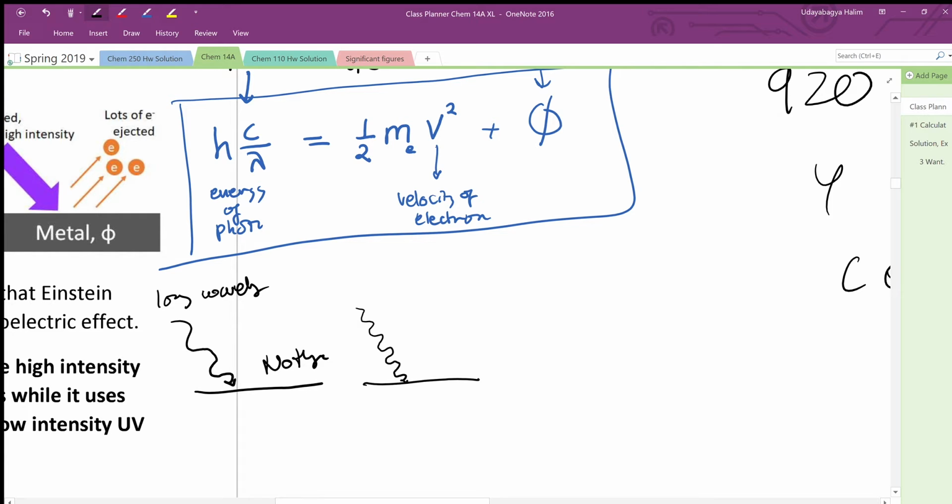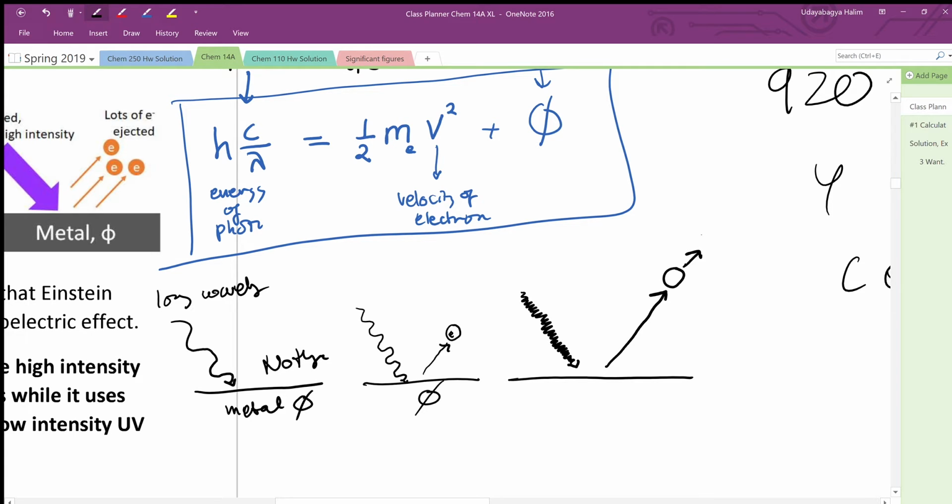If the wavelength is short enough, what you'll see is that the electron is going to get shot out from the surface of the metal. So this is metal, with some work function. The beauty of this experiment is that the equation says that if I shoot an even shorter wavelength photon, the electron is going to be ejected, but now it's going to move even faster than the previous one. So, high energy photon.